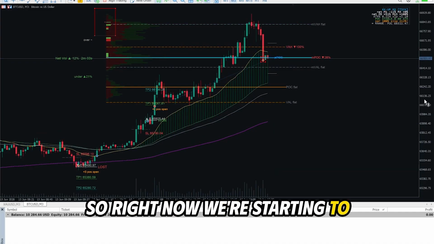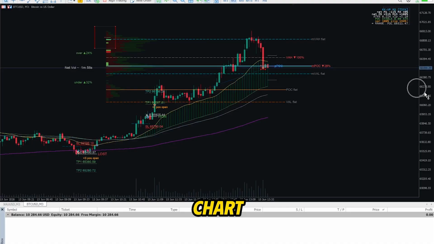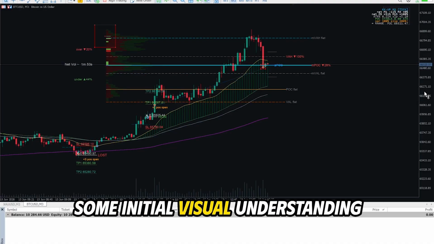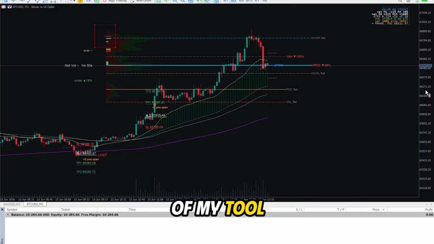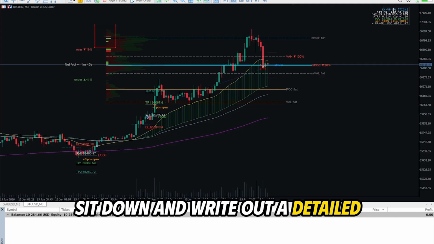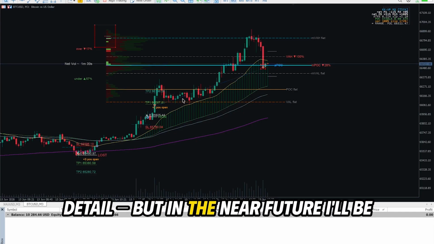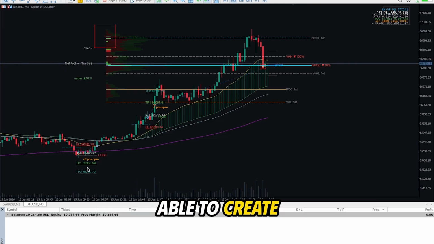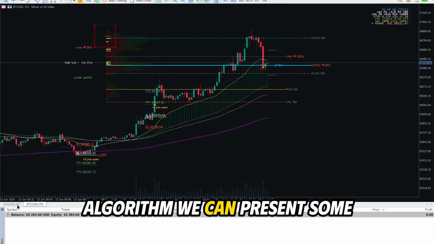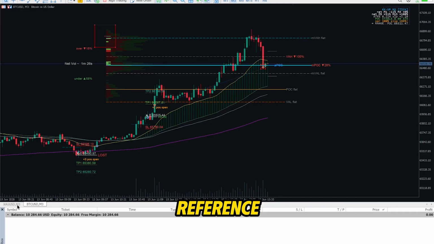So right now we're starting to see quite a lot of activity on this chart. I am using the Bitcoin chart to give you some initial visual understanding of my tool. I haven't had much opportunity to sit down and write out a detailed guide explaining everything inside this tool, but in the near future, I'll be able to create more content, and hopefully with the same algorithm, we can present some numbers that are statistically solid for your reference.